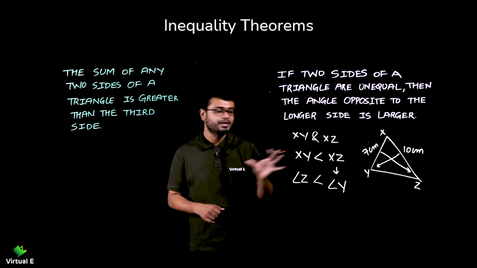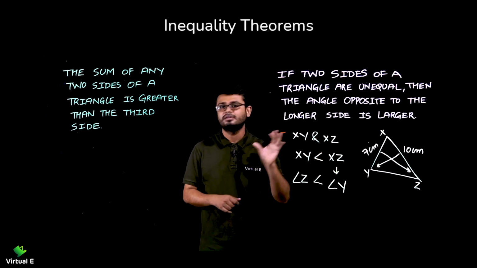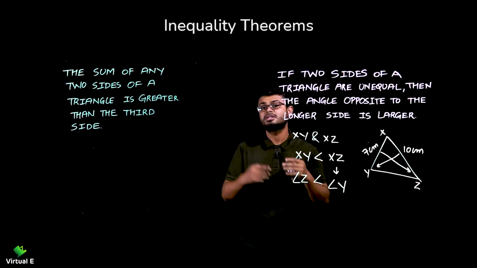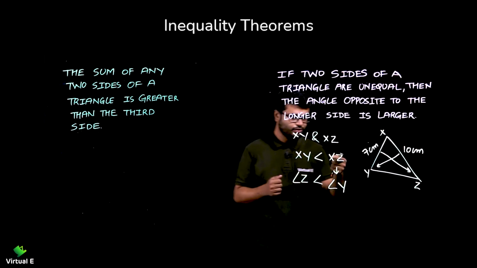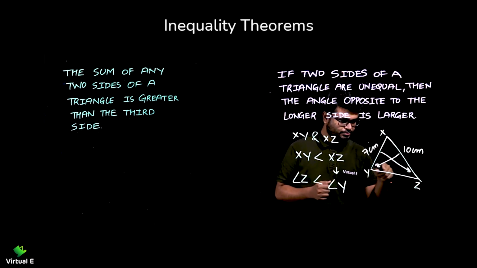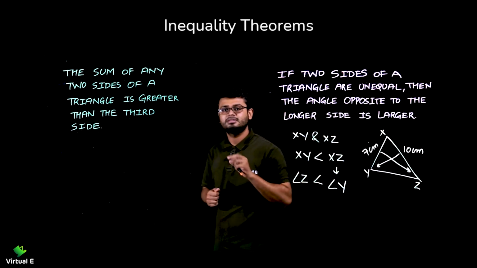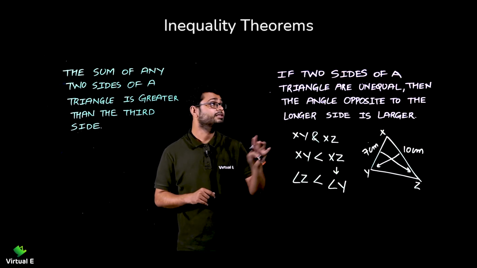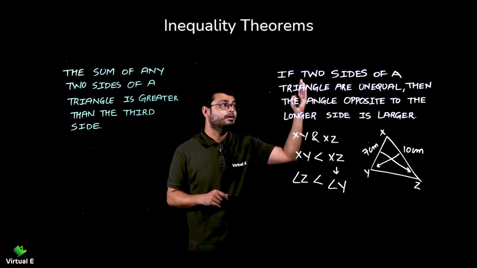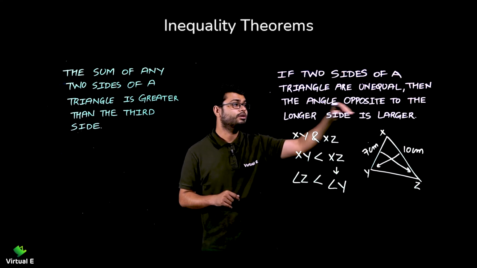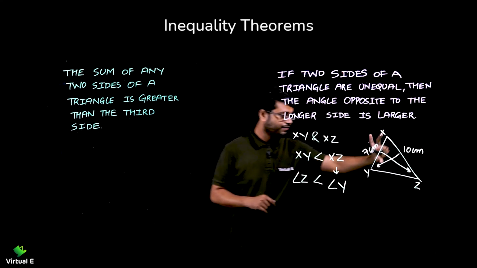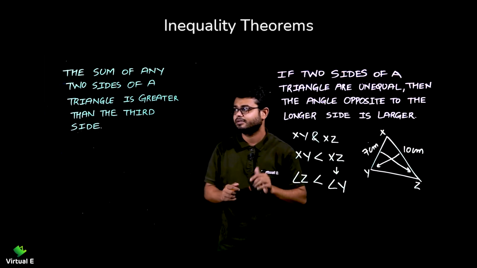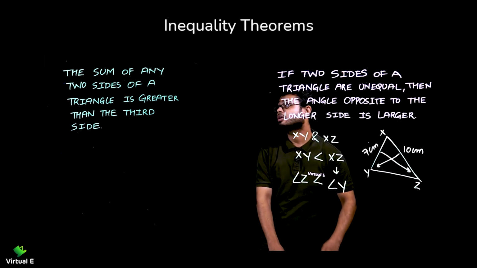This is how we can write this theorem mathematically. First you take two sides, then you identify which is the longer side, and then you take the opposite angle to it, then you will come to know which angle is greater. This is the basic idea. We are going to solve a few problems for understanding. If you have the longer side, the opposite angle will be larger. That's it. Now let's move on to the next one.